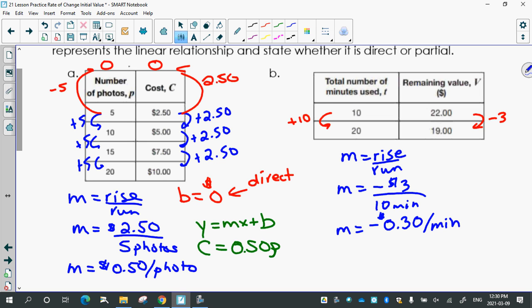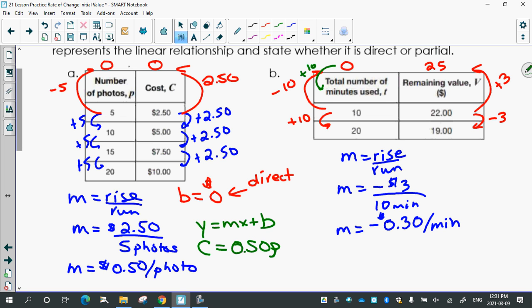Yep. I subtracted 10 from the total number of minutes and added 3. Awesome. Why did you add 3? Because it's subtracting 3 here, so the reverse is adding 3. And then you can check and make sure that it makes sense.